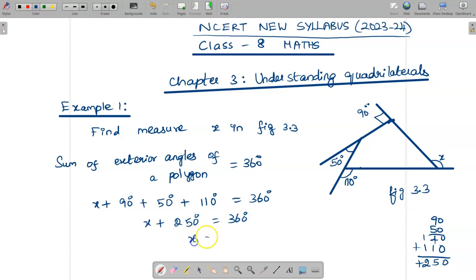So x we can determine: 360 degrees keep as it is, and the values move to the right hand side. So plus 250 becomes minus 250. 360 minus 250: 0 minus 0 is 0, 6 minus 5 is 1, 3 minus 2 is 1. So in total it is 110. So the x value is 110 degrees. This is the answer for example 1.